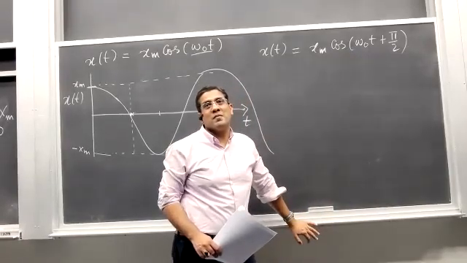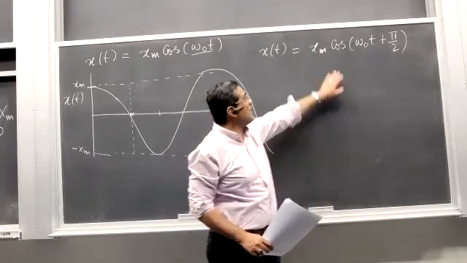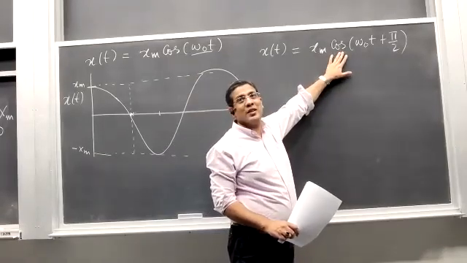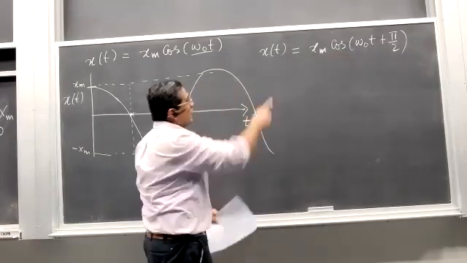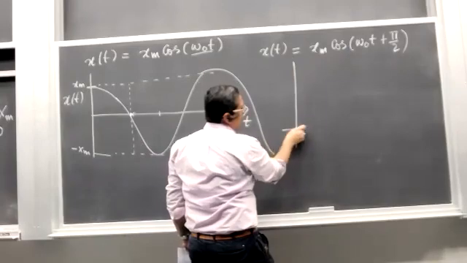Sorry, the other way around. Yes, cosine of pi by 2 is 0. Now my starting point, if I plot this as a function of time, this plot would look like this.